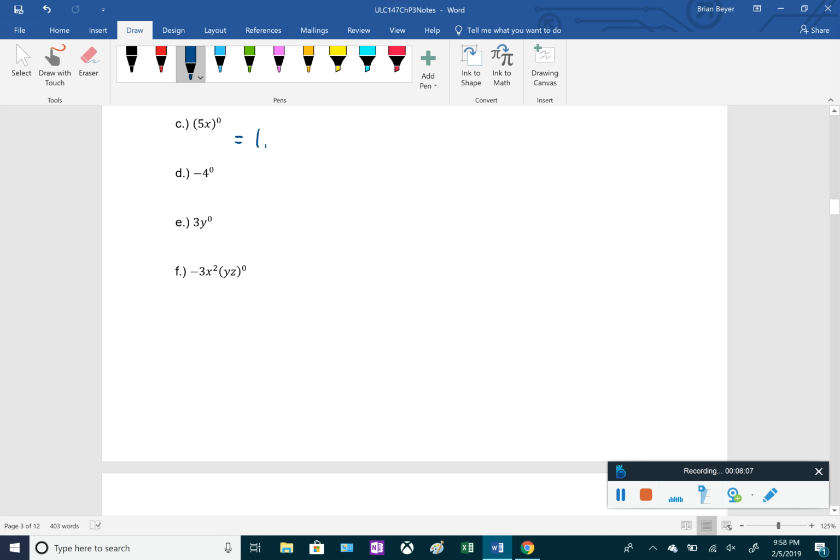Next one, negative 4 to the 0. So this time, this is based on order of operations. This is negative and then 4 to the 0, which is going to give us negative 1. So parentheses definitely matter a lot. Next one, 3y to the 0. That exponent is only on the y. So this is 3 times y to the 0, which is 3 times 1, which is just 3.